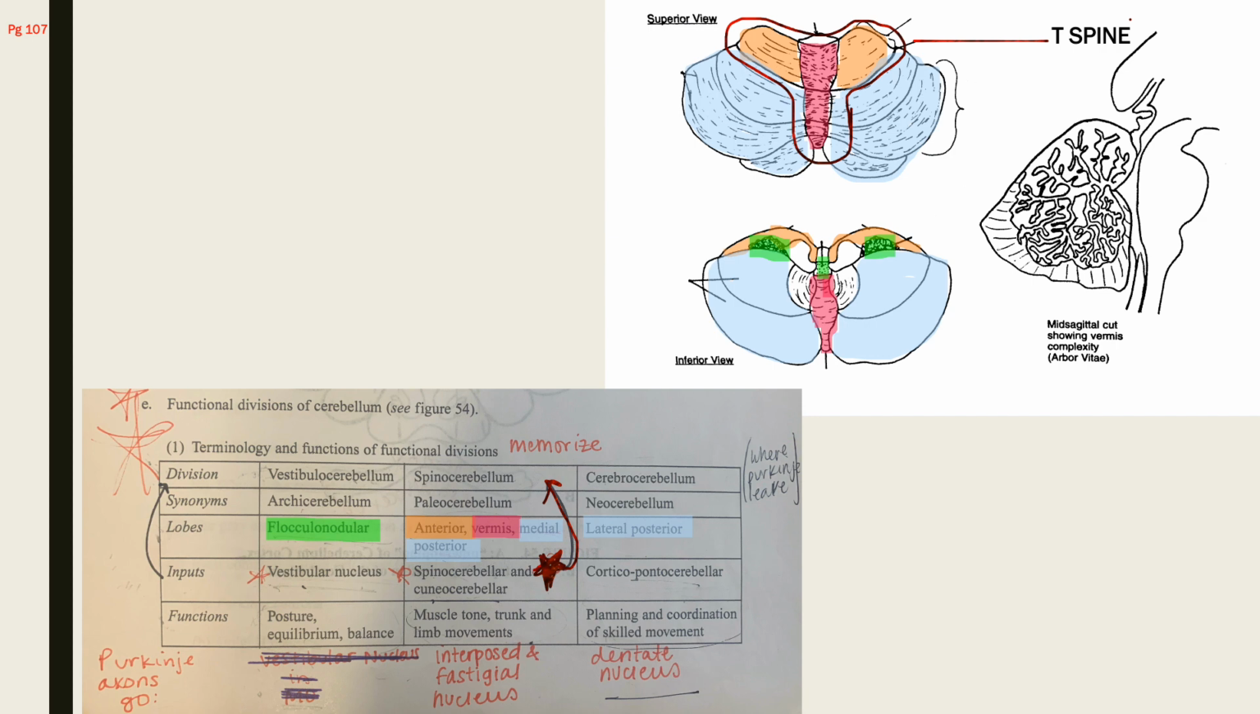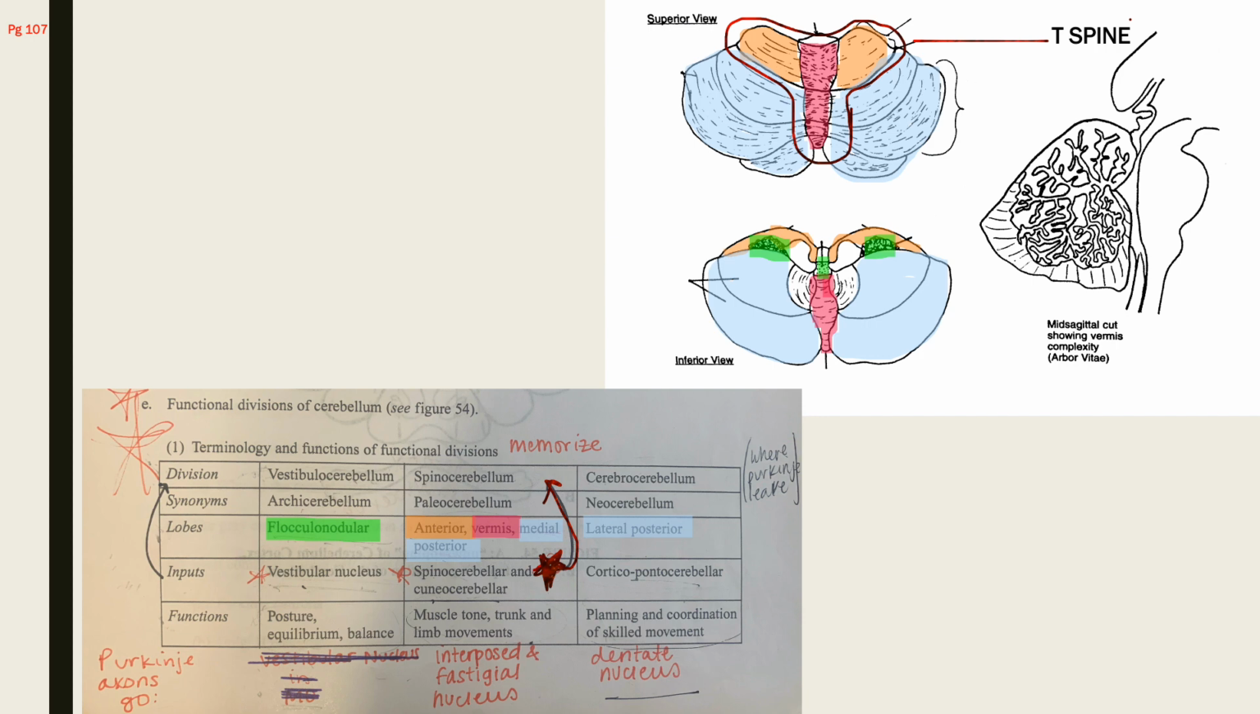And then from there, you have to know the synonym. Vestibulocerebellum is also known as archicerebellum. It's going to get its input from the vestibular nucleus, which is kind of nice because it has the word in it. So vestibulocerebellum is getting information from the vestibular nucleus on posture, equilibrium, and balance. If you're familiar with the term vestibular apparatus, that's dealing with equilibrium. Hopefully that sounds familiar, and you can connect that equilibrium, balance, and posture are all dealing with this vestibular stuff.